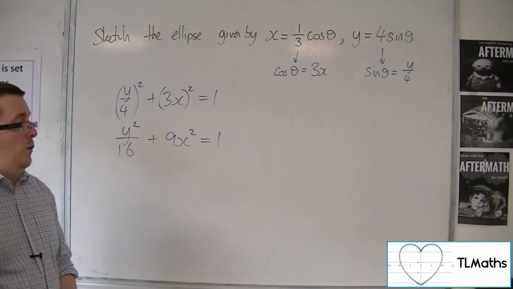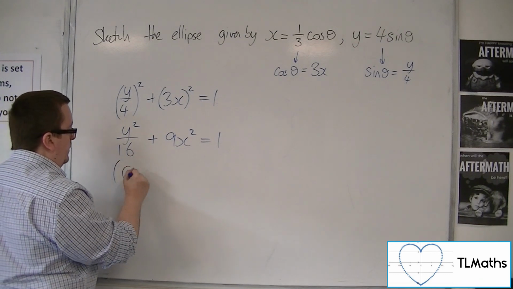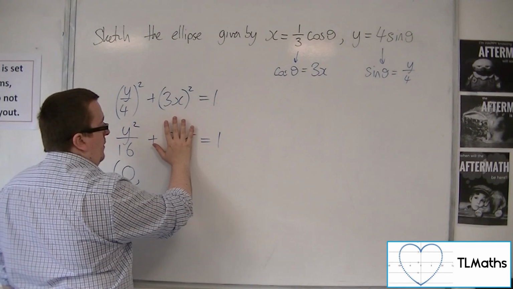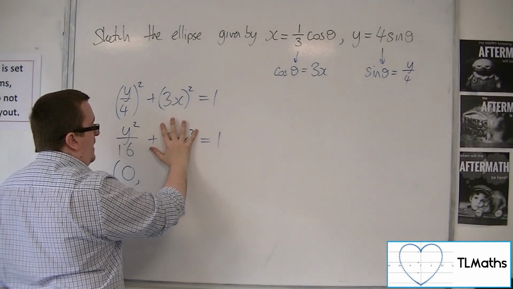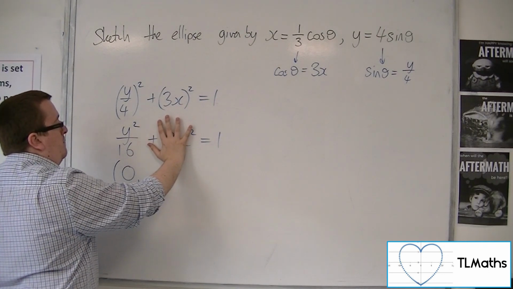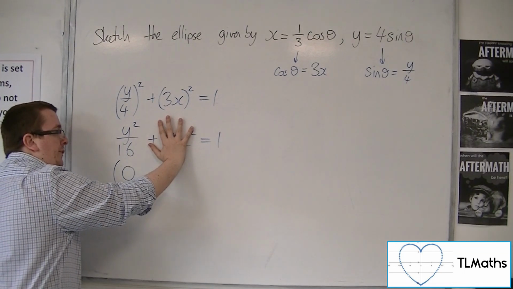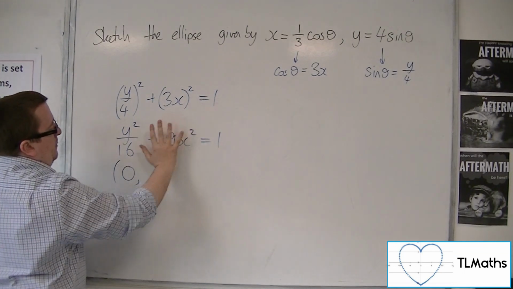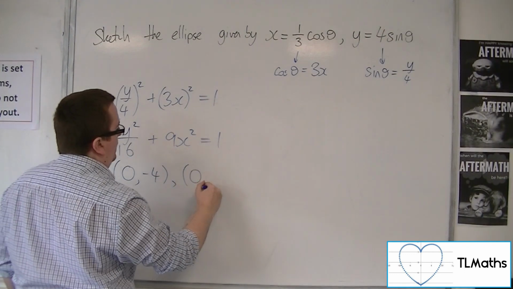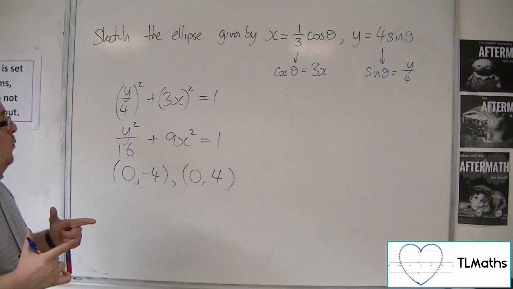So when x equals 0, you can cover up that term there, and you get y squared over 16 is equal to 1. So you can multiply both sides by 16, and then square root both sides, and you get plus or minus 4. So we're going to have (0, 4) and (0, -4) as where it crosses the y-axis.